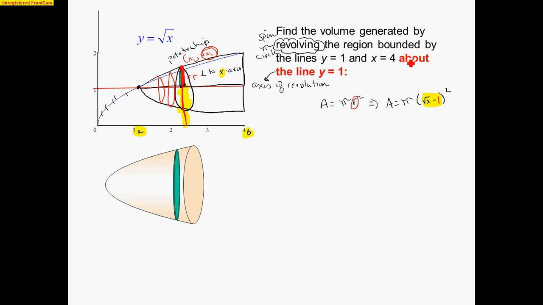So, lesson learned. Every time I shift my axis of revolution off of the x-axis, this says to me, I need to shift. This is a shifted axis of revolution. So say to yourself, I have to shift my radius.